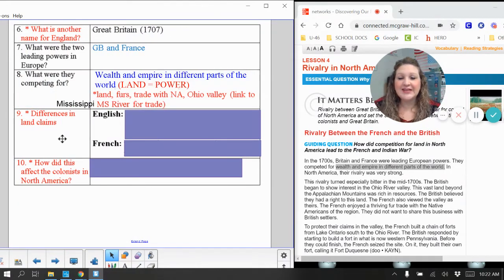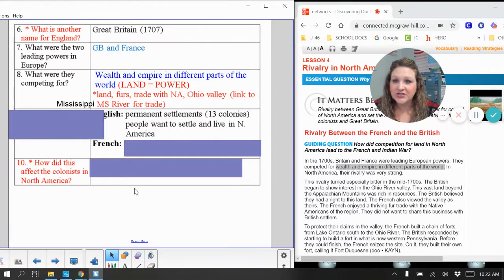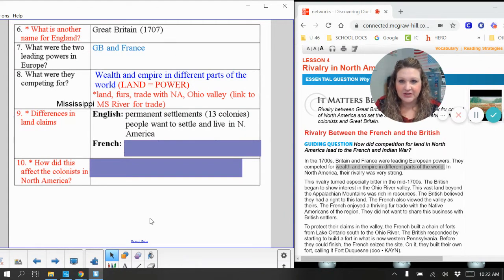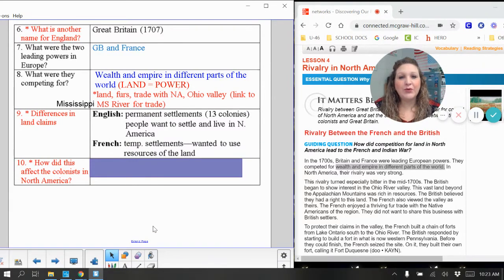So then, let me uncover these again. The differences in the land claims. Why does the English want it? Why does the French want it? Okay, so I just gave a little bit of an explanation of that. But the English want the land as permanent settlements. They want to actually settle and live in North America. And the French want temporary settlements. They want to use the resources of the land. They don't want to actually build and establish societies in North America. They simply want to use the resources.